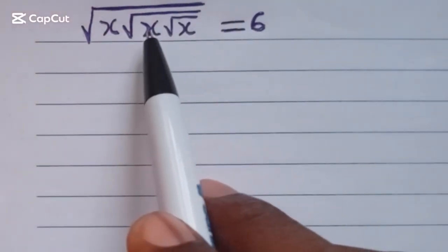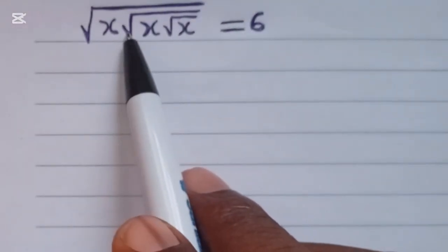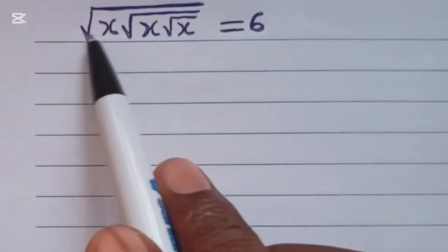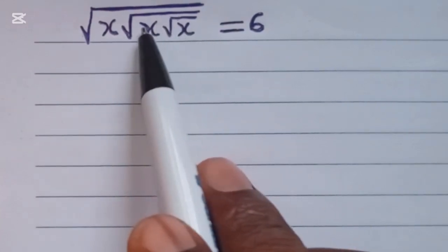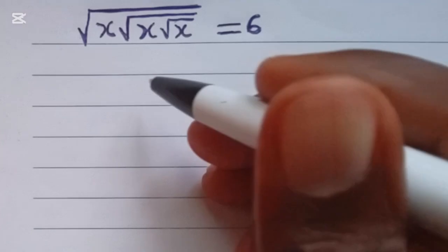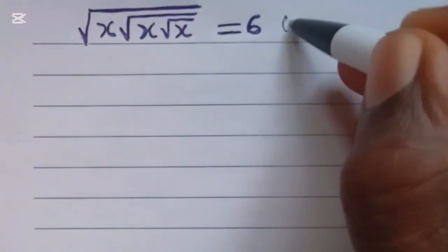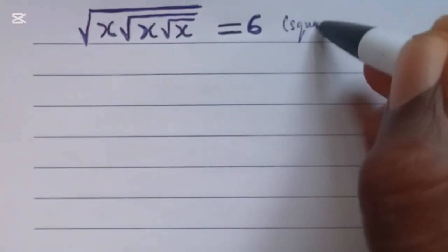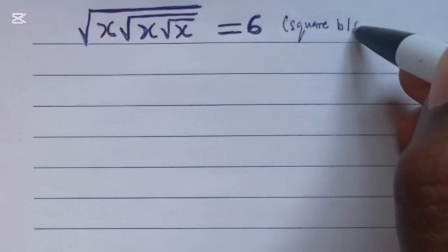To solve this, what you simply have to do is to get rid of the three square roots gradually from the left hand side of the equation. So what you want to do first of all is to take the square of both sides. Square both sides of this equation.